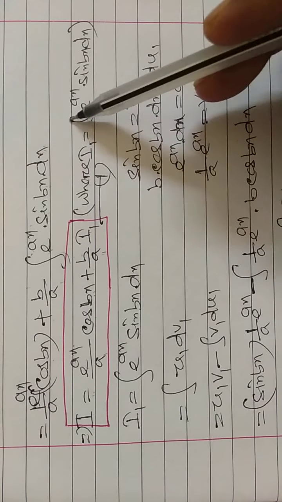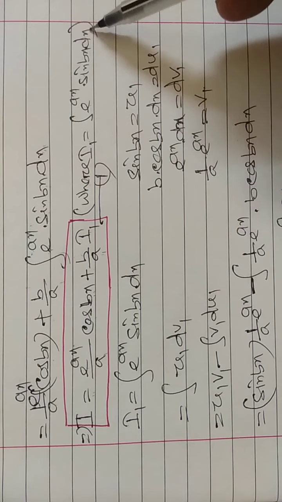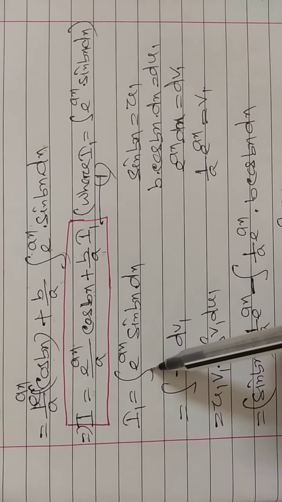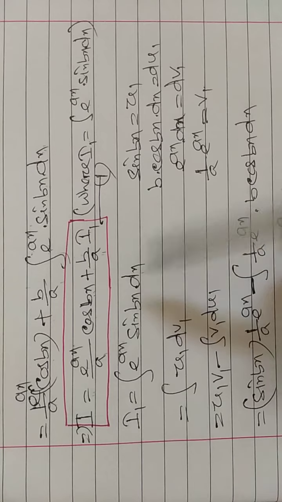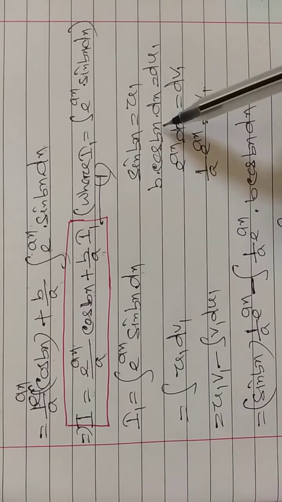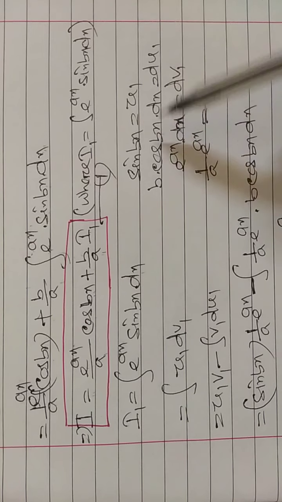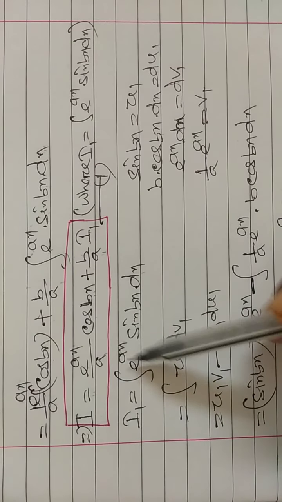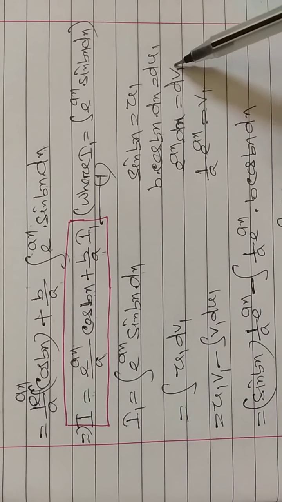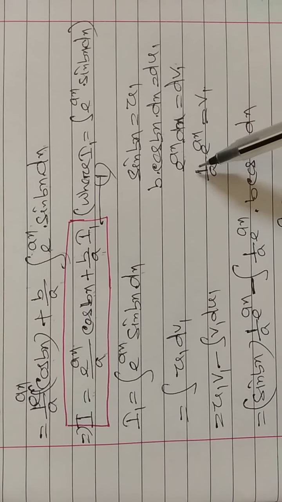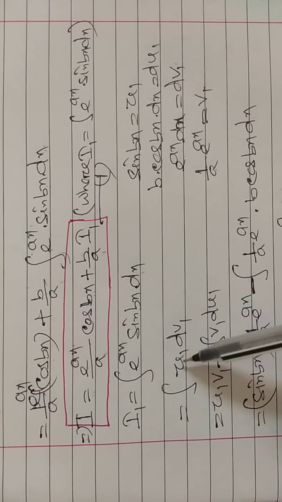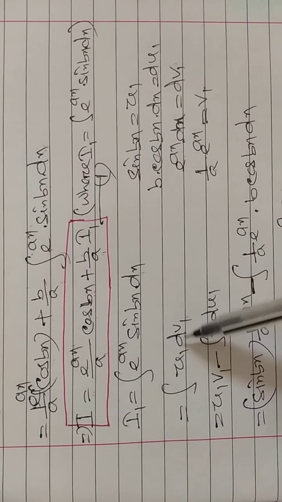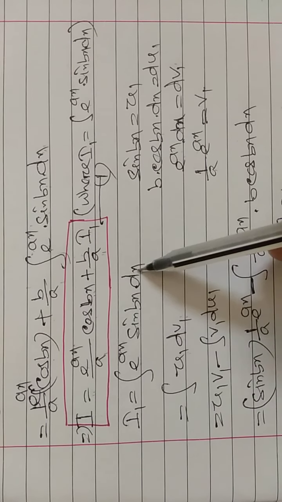Now I1 is equal to the integral of e to the power x sin bx dx. Taking sin bx is equal to u1 and taking derivative both sides, that is b cos bx dx is equal to du1. Again e to the power x dx is equal to dv1. Taking integration both sides, we have 1 by a e to the power x is equal to v1. So this is the integral of u1 dv1, where u1 is equal to sin bx and dv1 is equal to e to the power x dx.